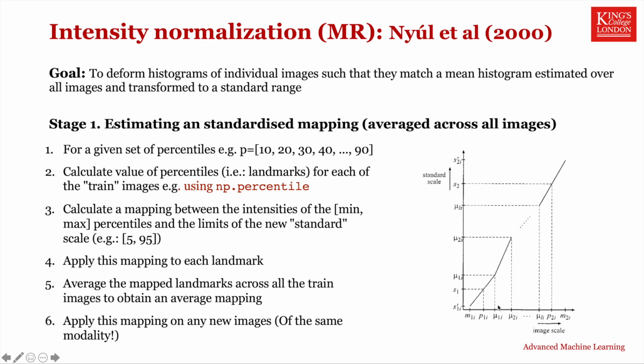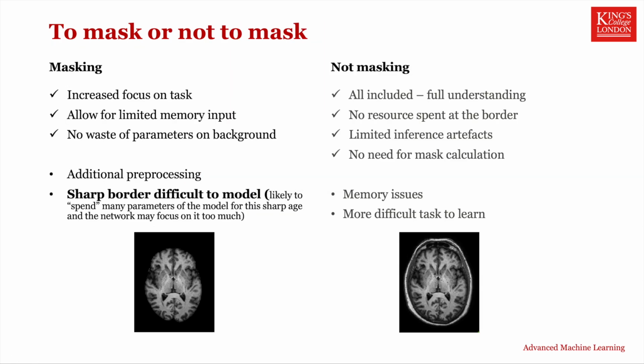within each percentile bin. So finally then, there's the choice of whether to mask your image or not. So by masking, we mean removing and zeroing out any background structures. For example, when it comes to the human brain, it's common to mask out the skull. The advantage of doing this is that in principle, you then focus the network only on the tissue of interest, and in doing so, you reduce the memory and the amount of parameters required to be learnt.